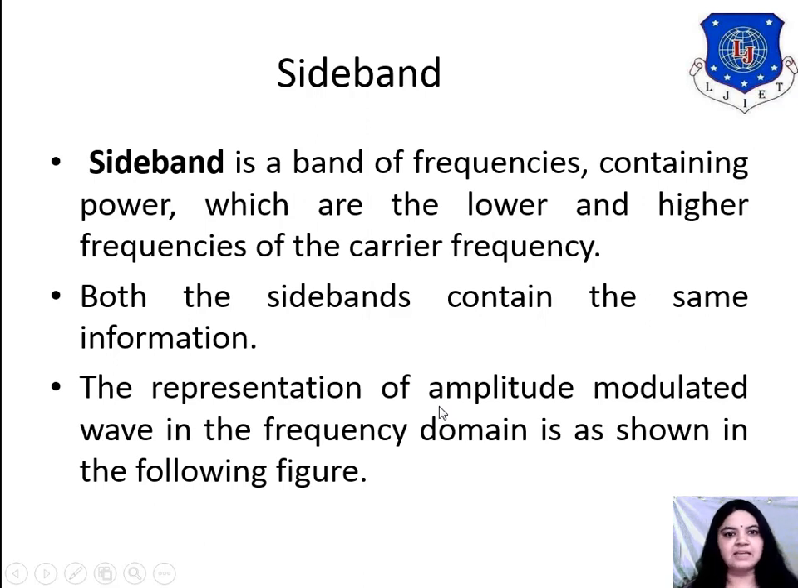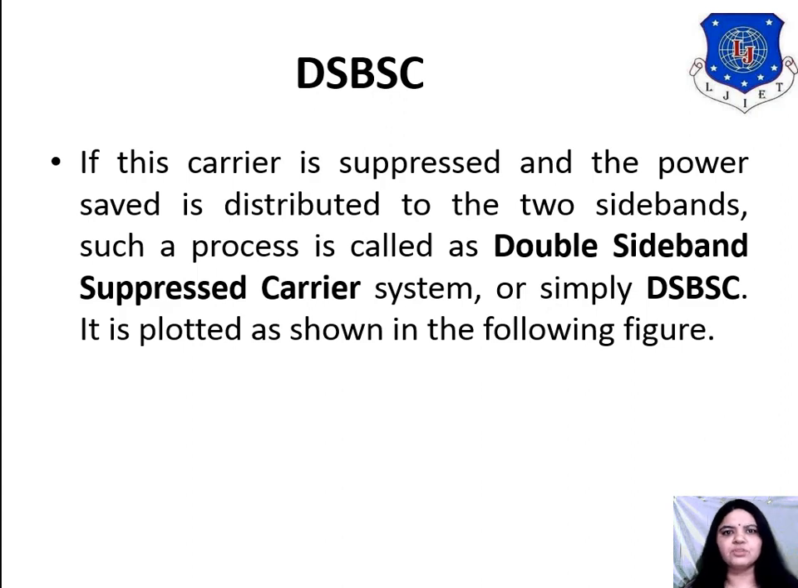Sideband. What is a sideband? It's a band of frequency containing power which are the lower and higher frequency of the carrier frequency. As I always say, the sidebands contain the same information. We have also seen that the amplitude of both the sidebands is also the same, it is mVc by 2. So, if the carrier is suppressed and the power is distributed to the two sidebands, such a process is referred to as double sideband suppressed carrier.